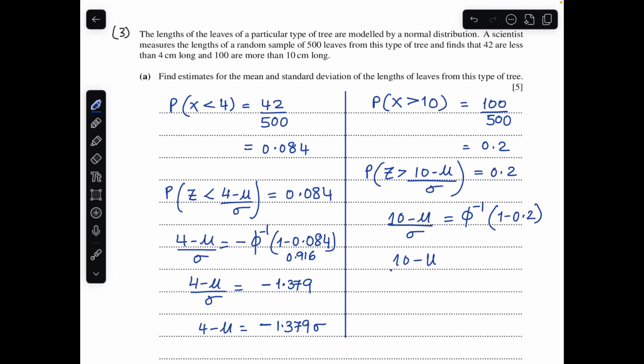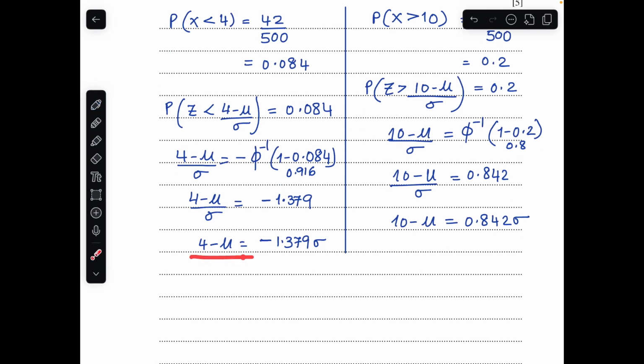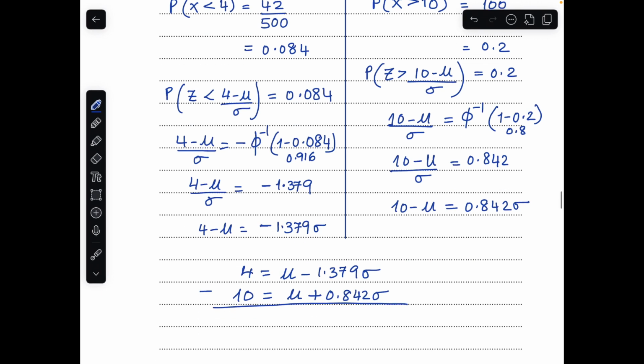So 10 minus mean over sigma is going to be 0.842, because that turns out to be 0.8. And then your equation after cross multiplication is going to be 10 minus mean equals 0.842 sigma. Now you need to solve these two equations simultaneously. So let us do that. I just rewrite it as 4 equal to mean minus 1.379 sigma and 10 equal to mean plus 0.842 sigma, and I subtract these two equations.